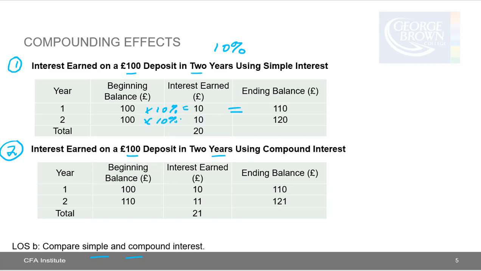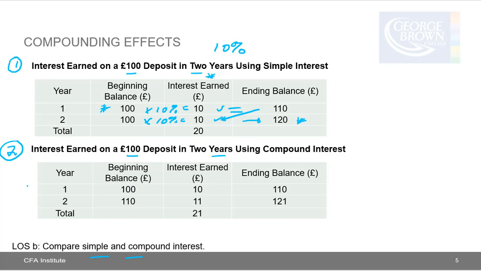So it's 100 times 10% equals 10 pounds. So 110 pounds, the beginning balance of year 2, plus the 10 pounds interest in year 2, we're going to have an ending balance at the end of year 2 of 120 pounds, which is easy to understand. We started with 100 pounds. We earned 10 pounds interest in year 1. We earned 10 pounds interest in year 2. So we have an ending balance of 120 pounds. So you can see the interest being earned is the same every year because the interest is being calculated on the initial principal or the beginning balance.